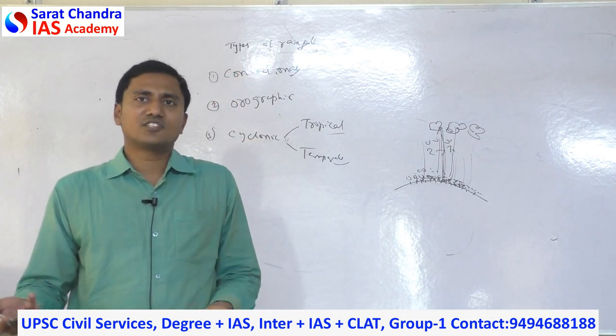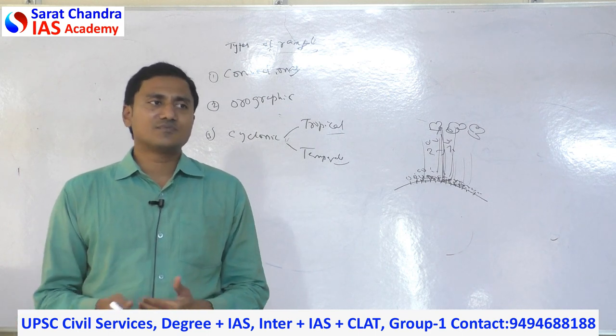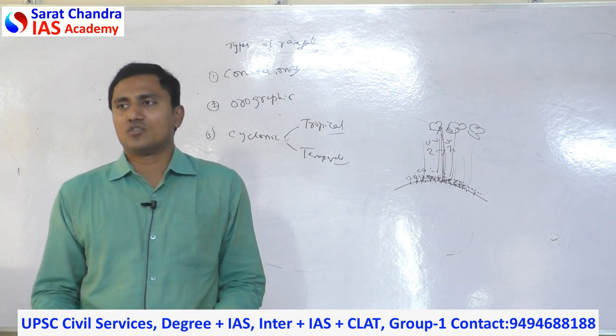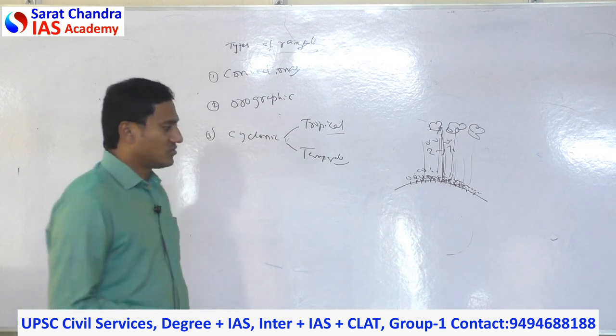After 6 p.m., new clouds will not form. After 6 p.m. why will clouds form? Earth is not hot now. Like this, okay? So that is convectional rainfall.